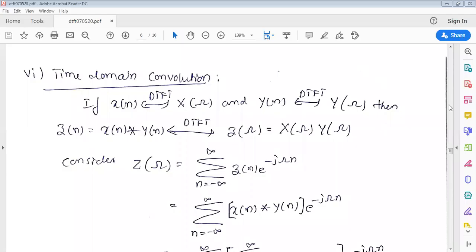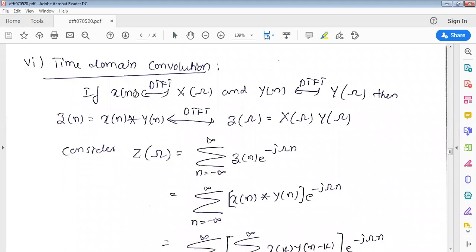We have seen different properties in the previous section. Now, in this section, we'll continue with the time domain convolution. Okay. So, what is the time domain convolution?